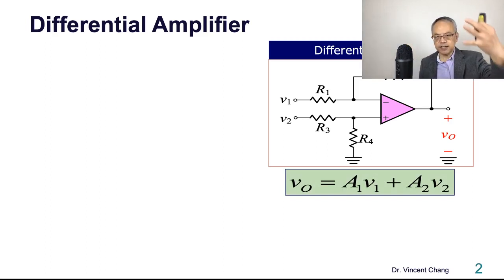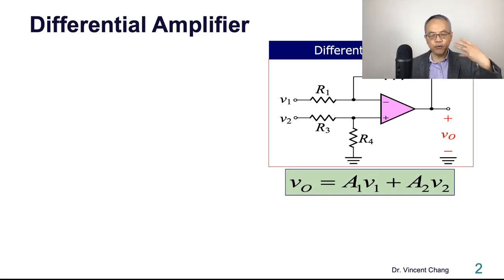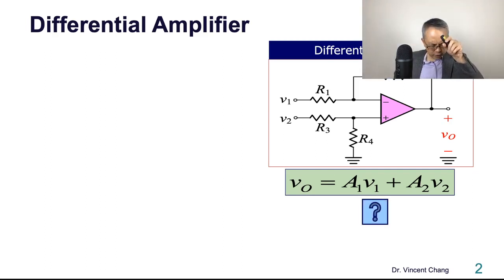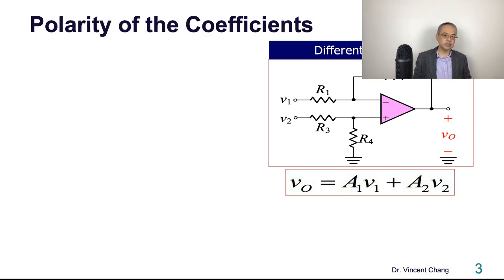Because it's a linear network, the output voltage can be expressed as the linear combination of the two signals, right? So this is the form of the linear combination: VO equals A1 times V1 plus A2 times V2. So if you have a relationship in the linear combination form, how are we going to solve this?